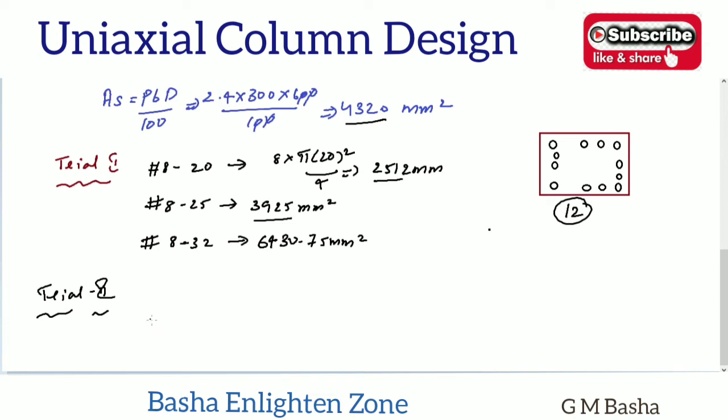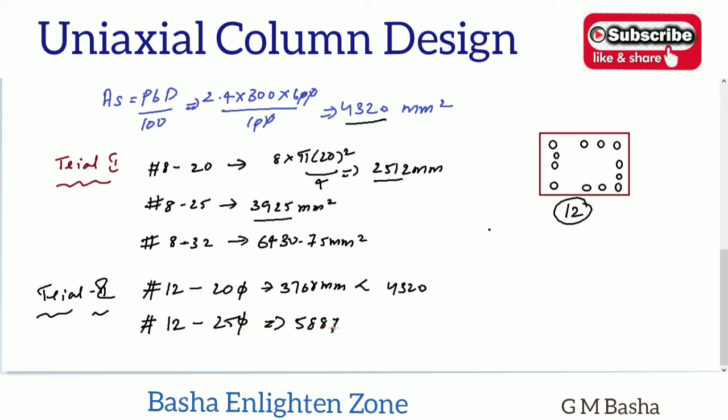So check with 12 bars of 20 dia again. How much will you get? 12 bars of 20 dia is 3761.8 mm square. It is also lesser than the required value. Again I am going for the next value, which is 12 bars of 25 dia. How much will you get? If I simplify, I will get 5887.5 mm square. Observe here clearly, this value is suited, and this value is also suited.